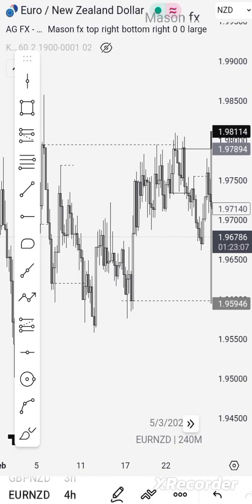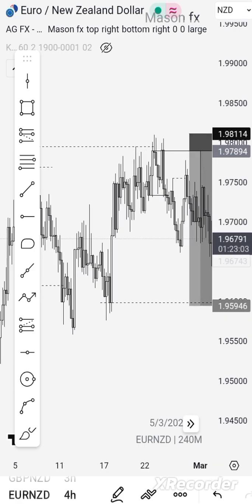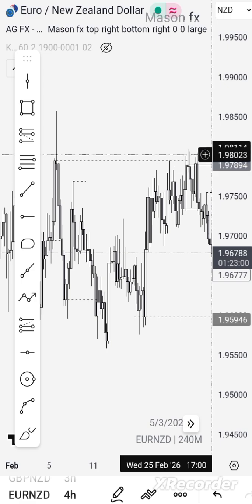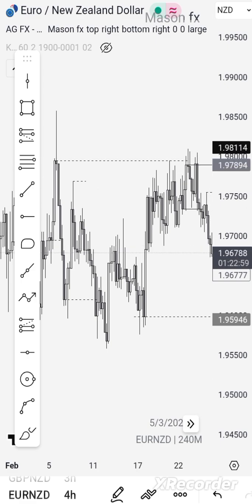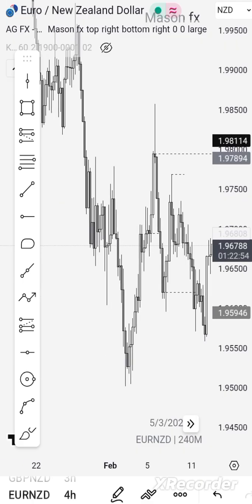So before this setup, this is the first entry here, this is an entry here, and then this is another entry here again. I hope you understand what I'm trying to say. So and then there's another setup here also.